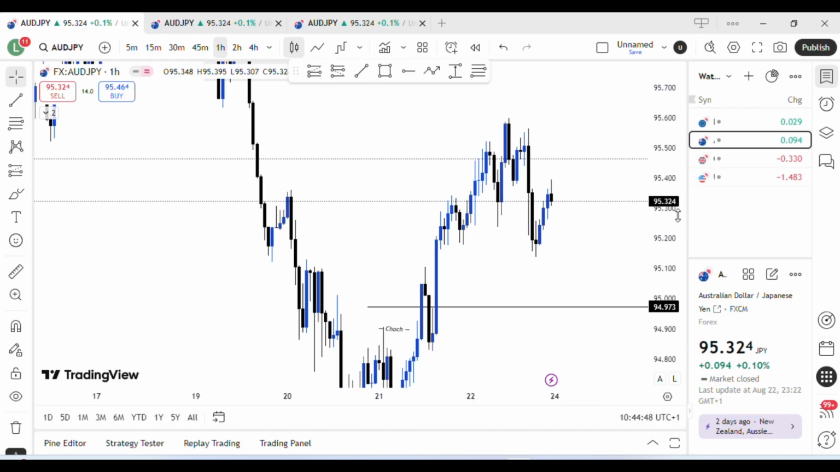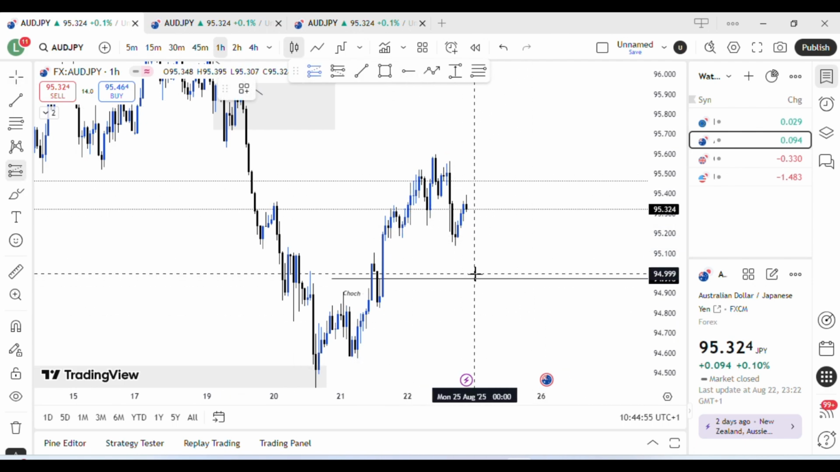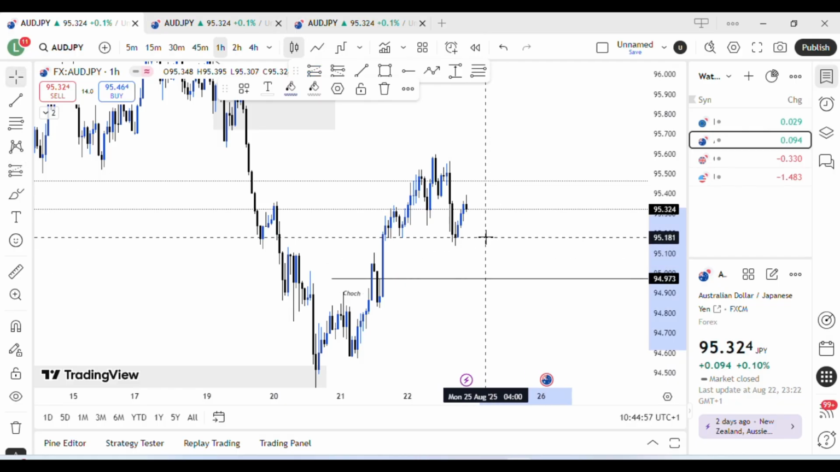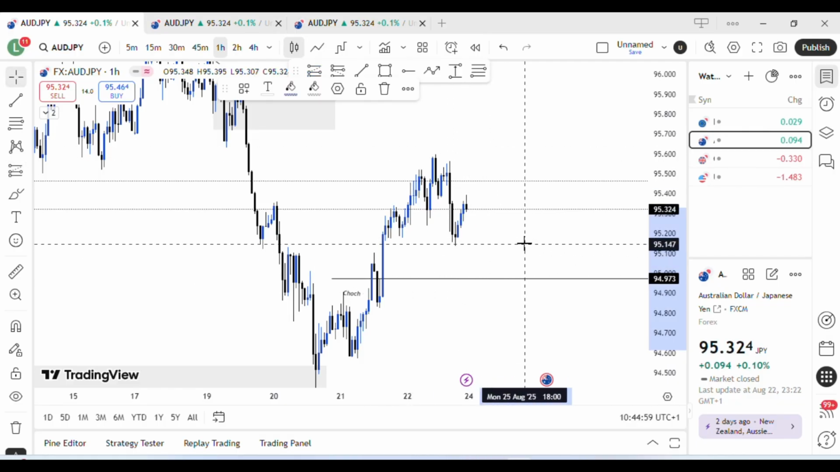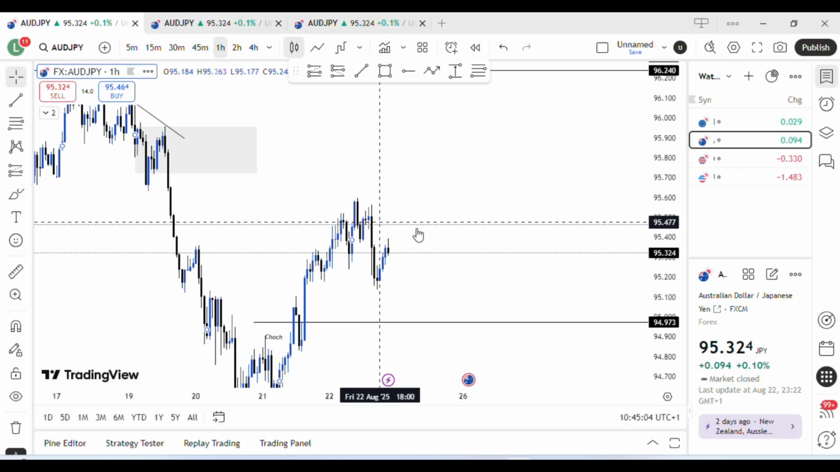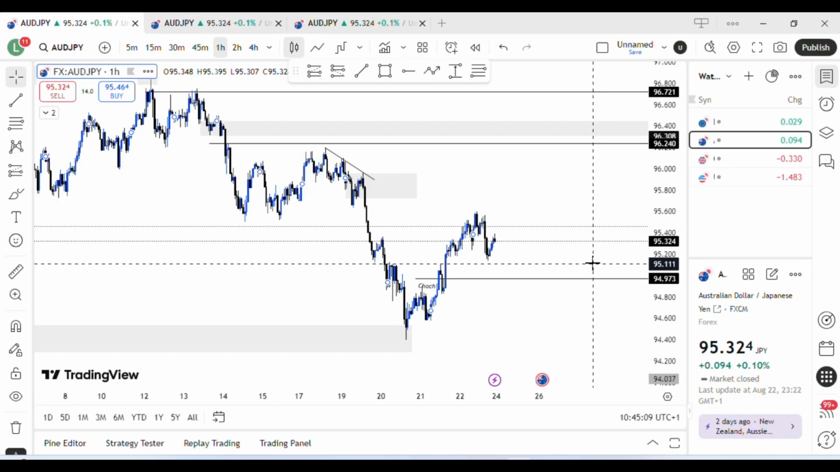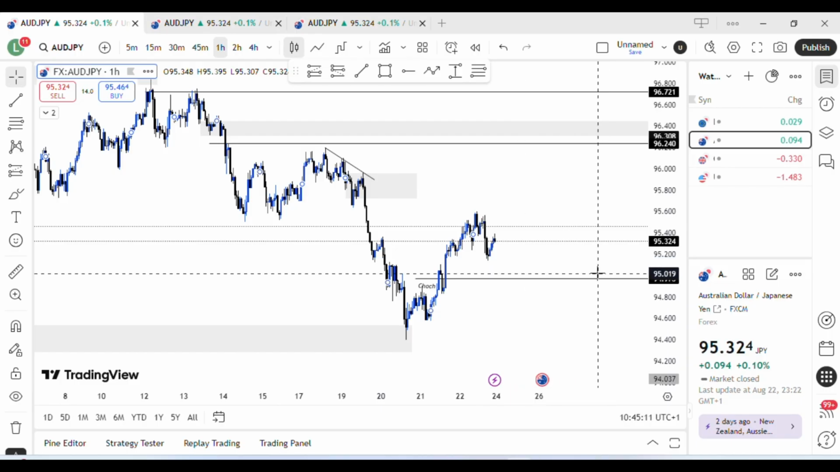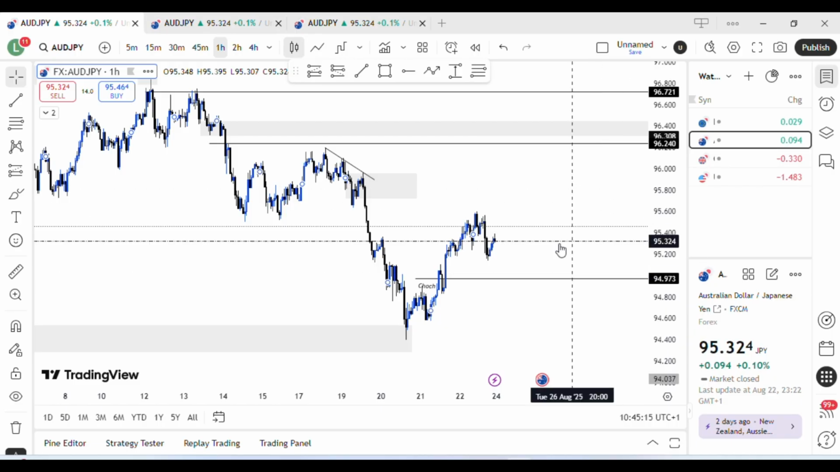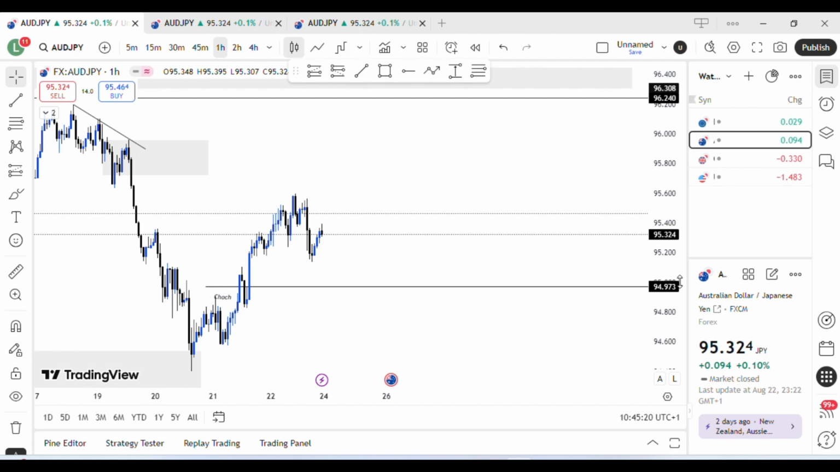So on Monday, the only thing for me is to be looking for buying positions on JPY pairs. That is the next point of interest on Monday. As the market opens, find your area on how to jump in on this trade. Find a way to jump in and buy the market.